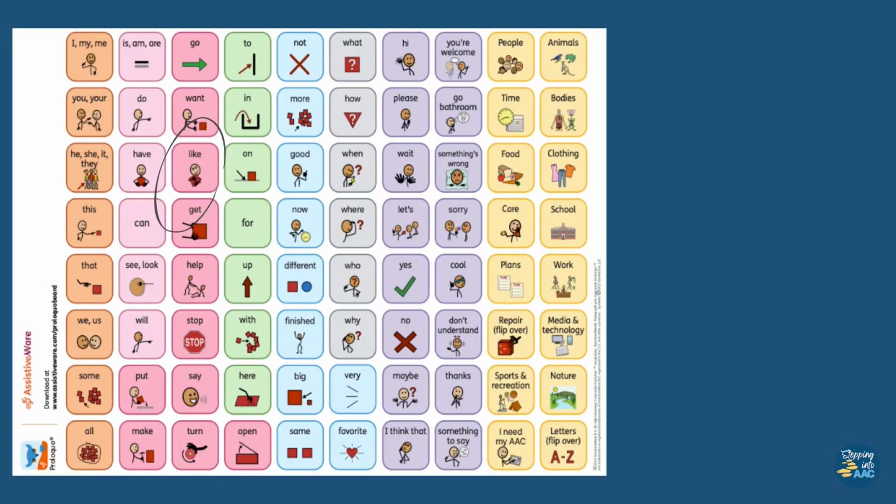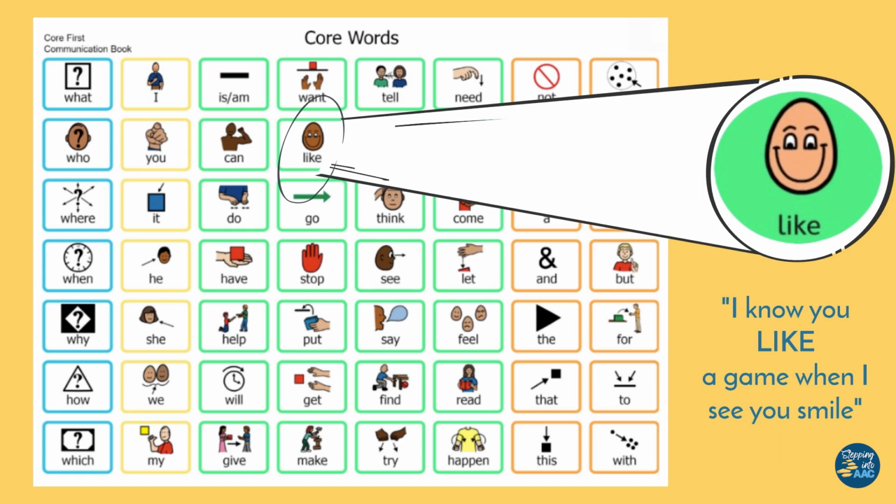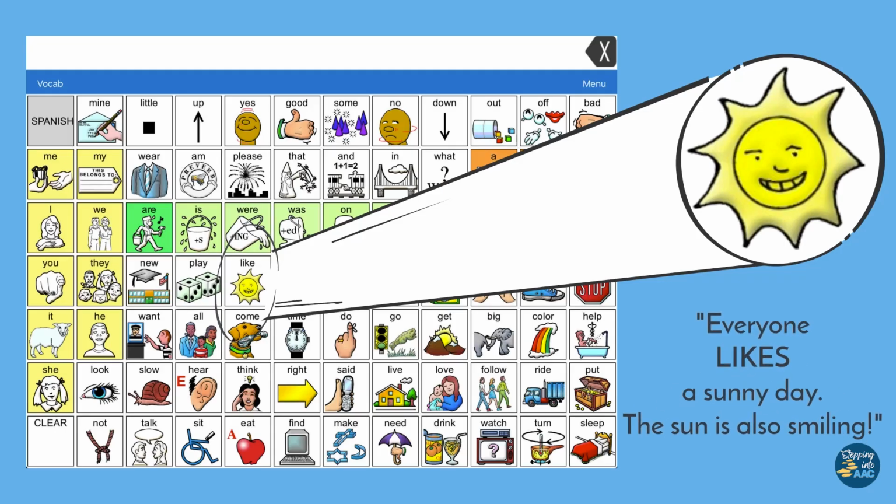For example, when looking at icons for like, we might say, "We smile when we like something." "I know you like a game when I see you smile." Everyone likes a sunny day. The sun is also smiling.